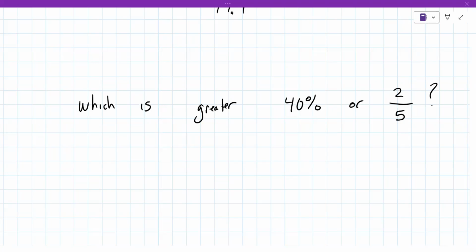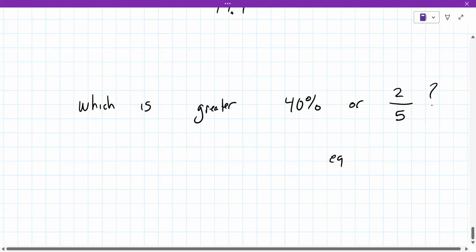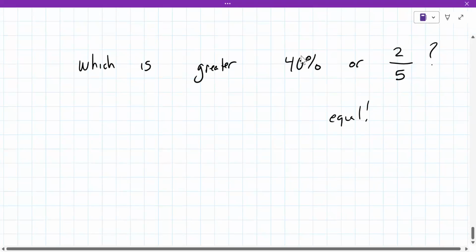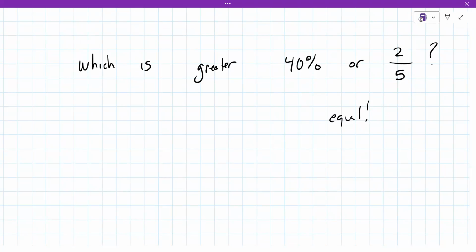Can they be equal? Yes. Okay, they're equal. Very good. So you either convert the percent to a decimal and then the fraction to a decimal. That's kind of the best. They've got to be the same form. Like you've heard apples to oranges, maybe. So you have to be very careful with that.